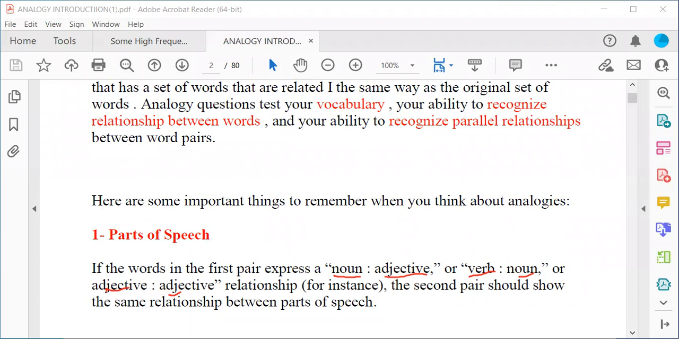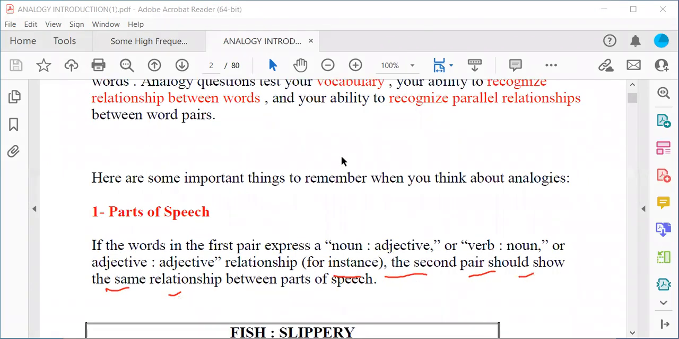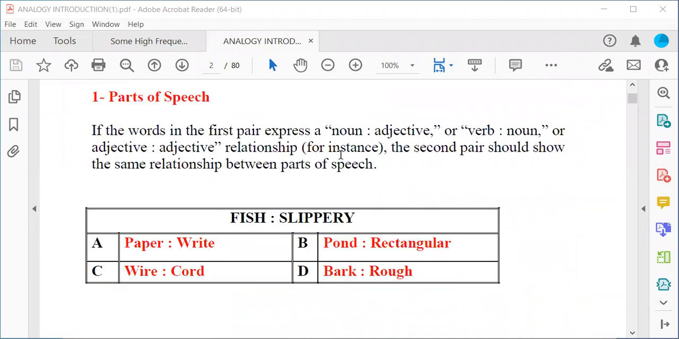Let's have an example on this to make it clear to understand. Look at this example. Here we have a question. We have fish and slippery, and we have four choices or four answers, and we are going to find the answer. Now, according to part of speech here, fish is noun and slippery is adjective. Now, the first word should be noun and the second should be adjective.